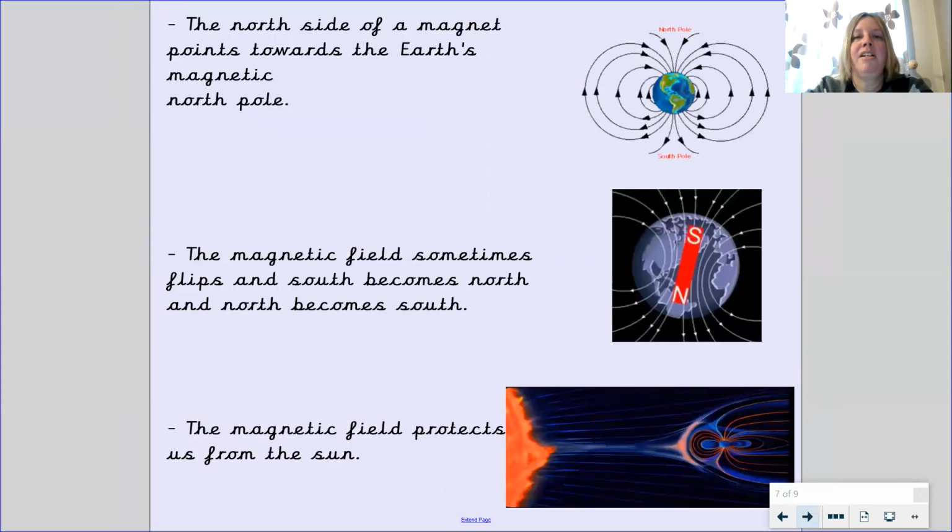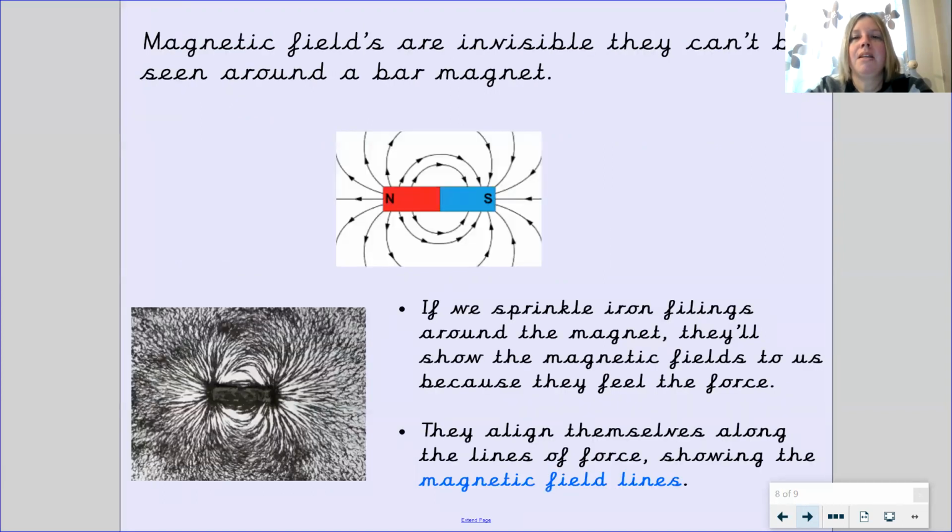The north side of a magnet points towards the Earth's magnetic pole. The magnetic field sometimes flips and the south becomes north and north becomes south. The magnetic field helps us to be protected from the sun.